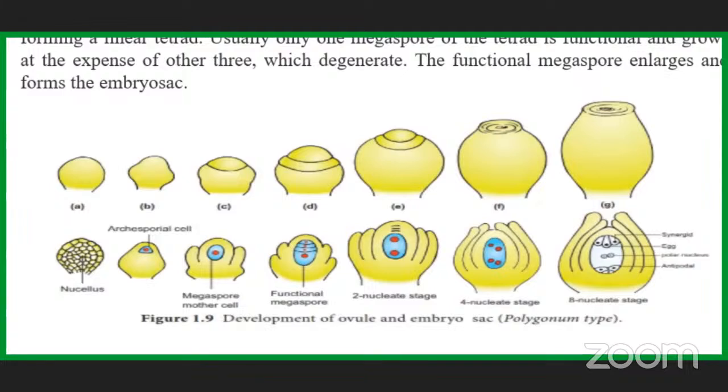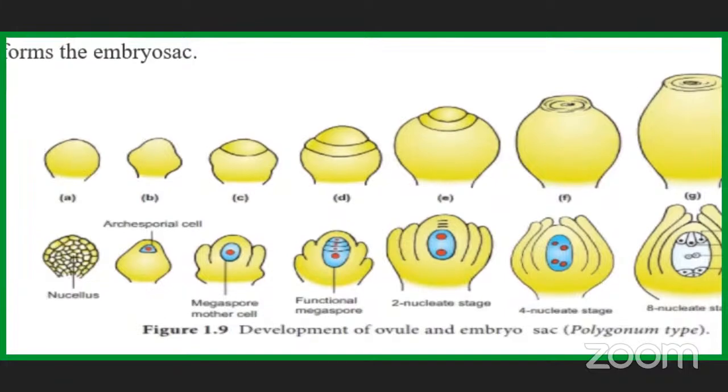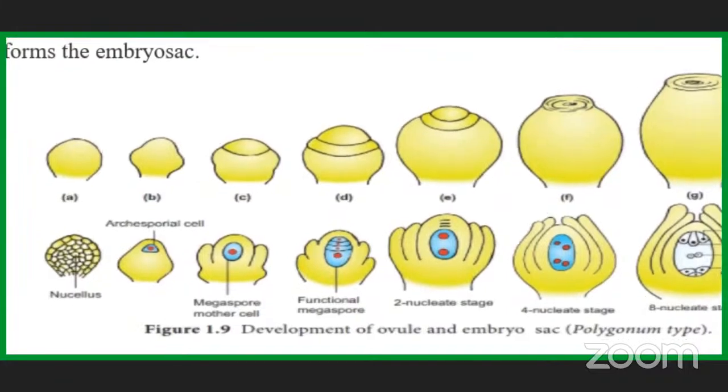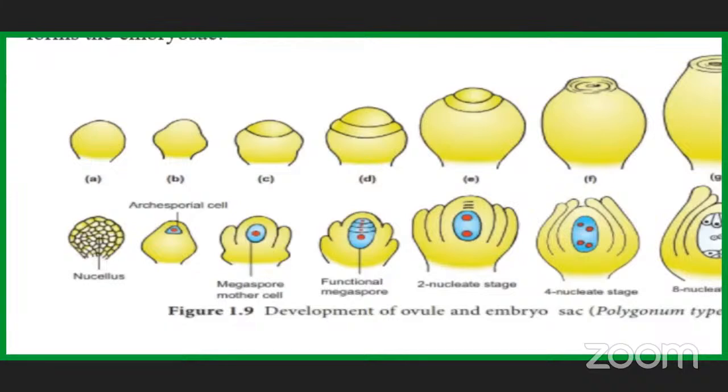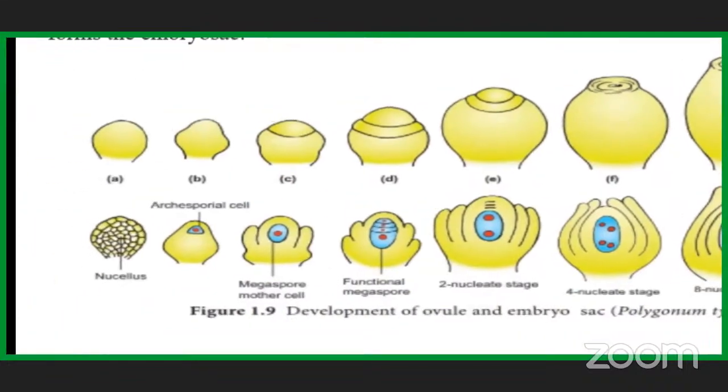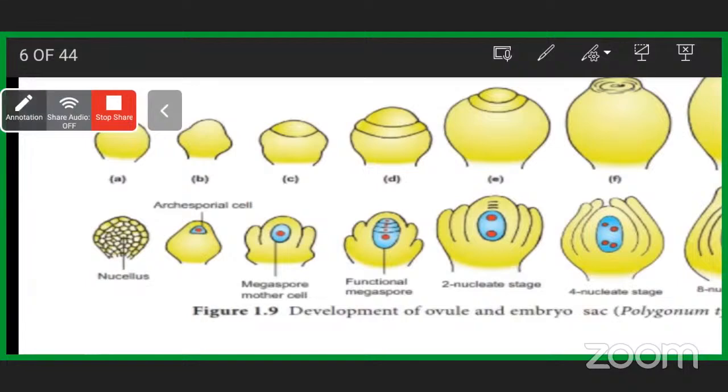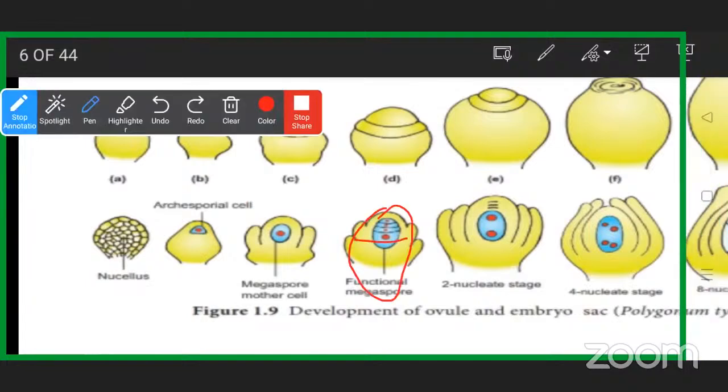You can see very clearly the structure. The archesporial mother cell here takes division and forms the megaspore mother cell. The megaspore mother cell is taking the division. What type of division is it? Meiosis, reduction division, so that it forms the 4 spores, dividing into 4.